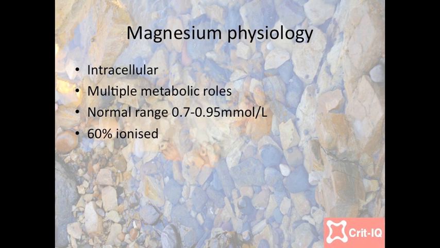Magnesium is measured in a variety of units. 1 millimole of magnesium ions is equivalent to 4 milligrams of magnesium.